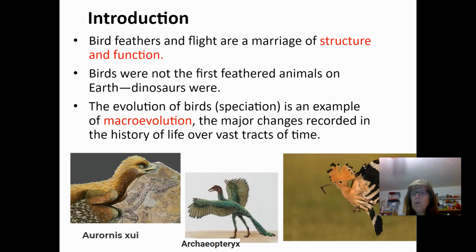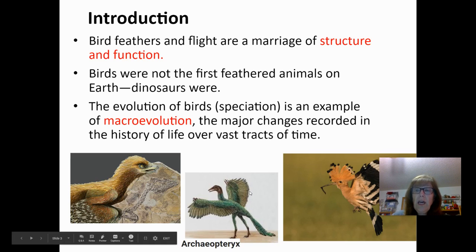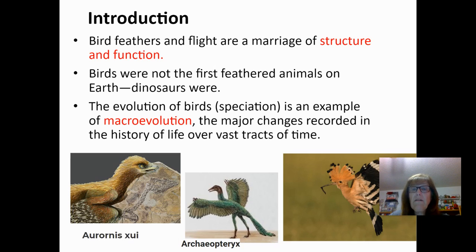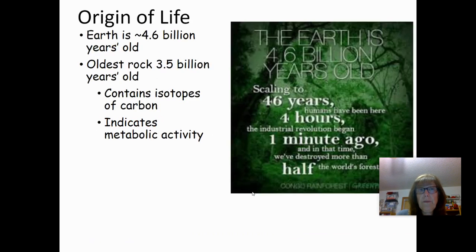The evolution of birds, or in other words, the speciation of birds, is an example of what we call macroevolution. And macroevolution is looking at major changes that have been recorded in the history of life, and these have occurred over vast periods of time.